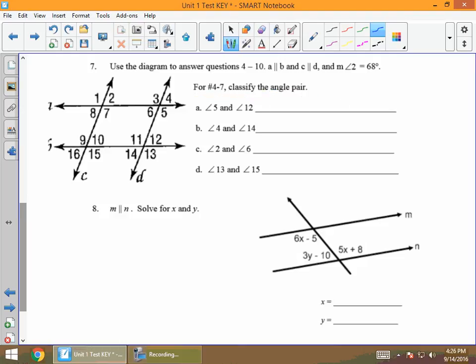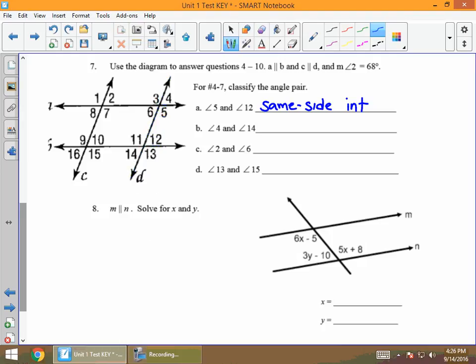So 5 and 12. If you think about what line is the transversal, which one do they have in common? They have line D in common. So that's the transversal. They are on the same side of the transversal, and they're in between the other two lines. So they're inside of A and B. So they are interior. They are on the same side of the transversal. These are same side interior angles.